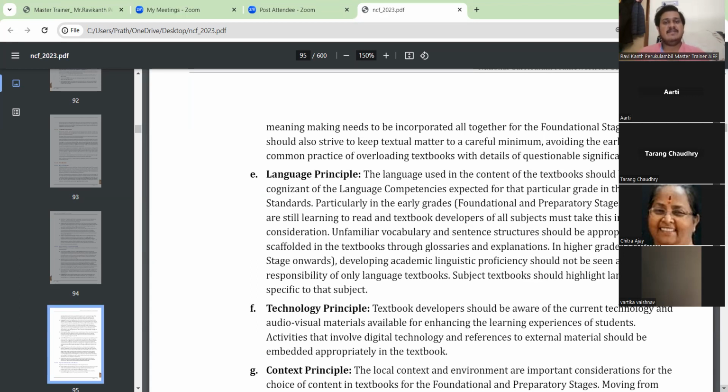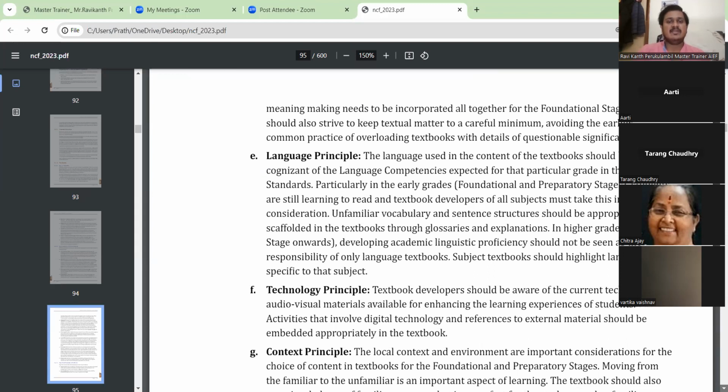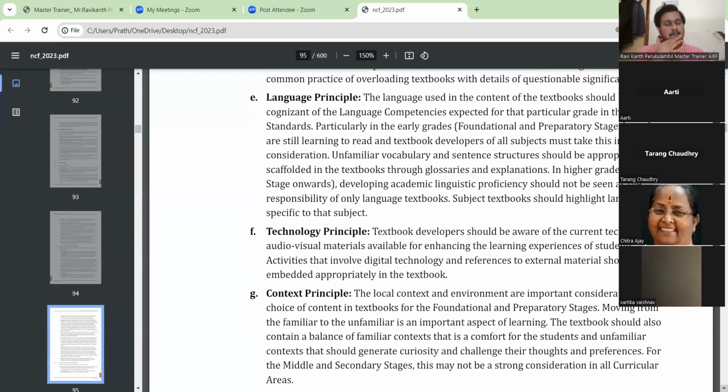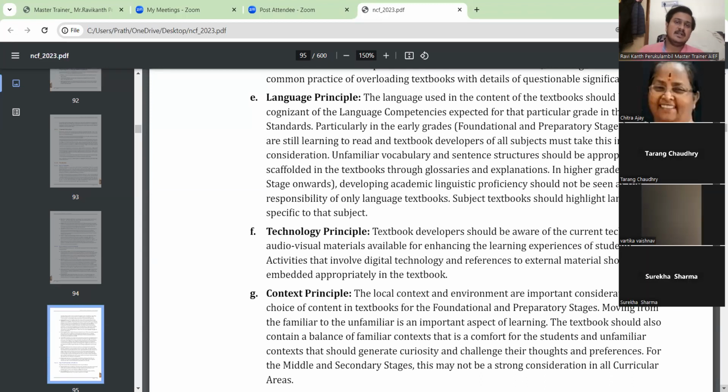They should also strive to keep textual matter to a careful minimum, avoiding the earlier common practices of overloading textbooks with details of questionable significance. It is not that textbooks again get overloaded. We have to think about learning outcomes and more significance has to be given to the immediate environment of the child and classroom and experience, complete experience.